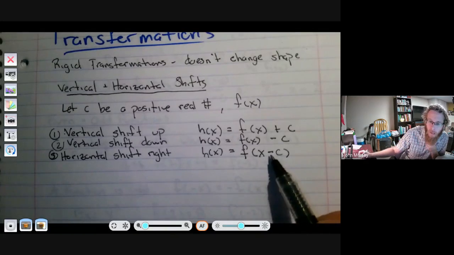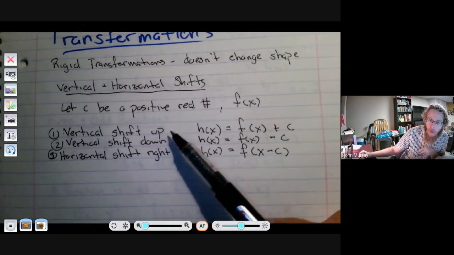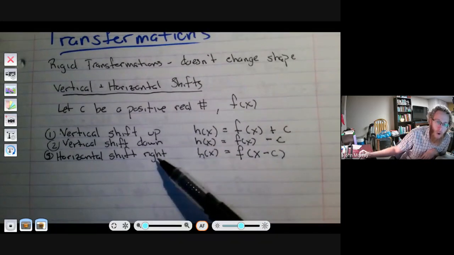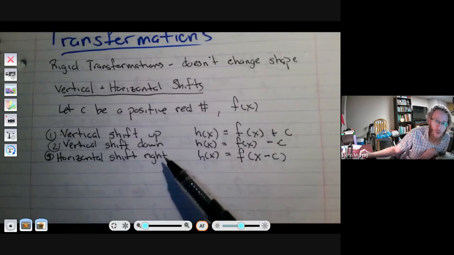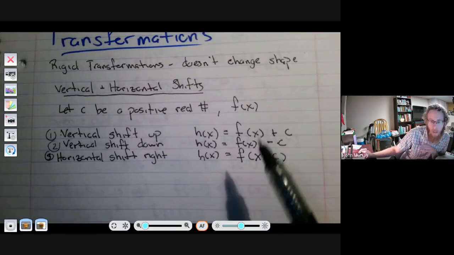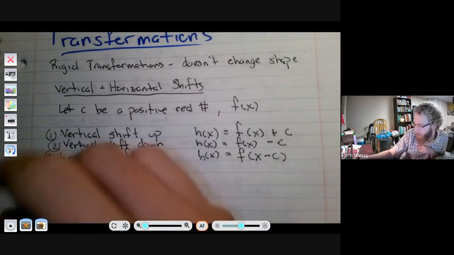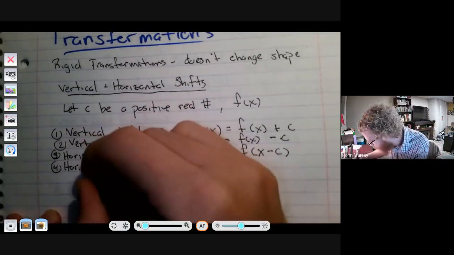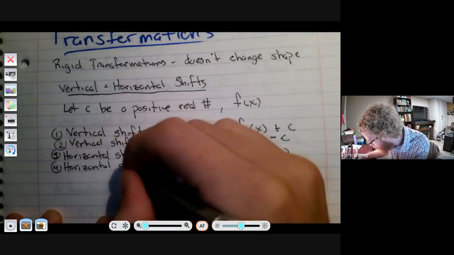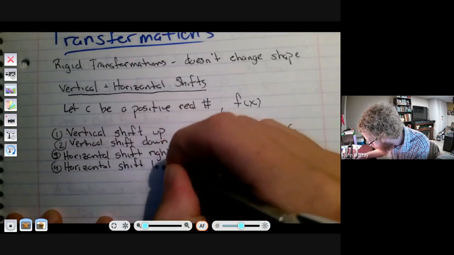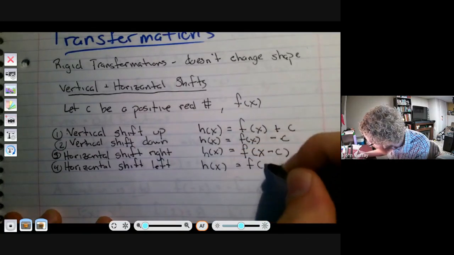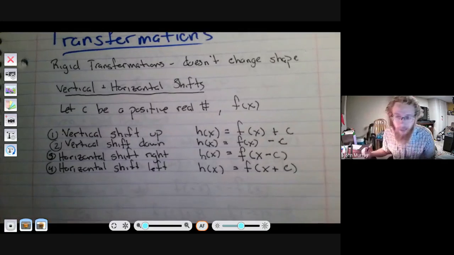Okay, be careful here. Vertical shift goes along with common sense, right? If you want to move up, you add. If you want to move down, you subtract. Our horizontal shift, notice if I want to move right, I'm going to subtract. Okay, so that one is kind of backwards. And then we have horizontal. If I want to shift left, on the inside again, I'm going to now add c.